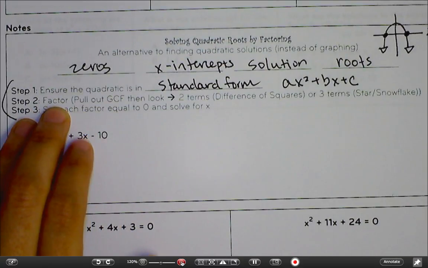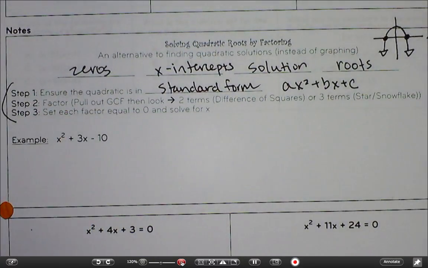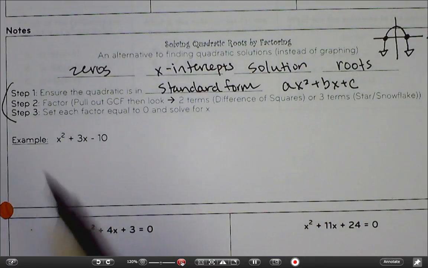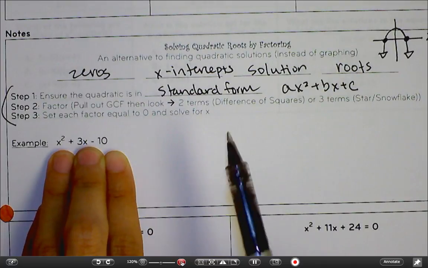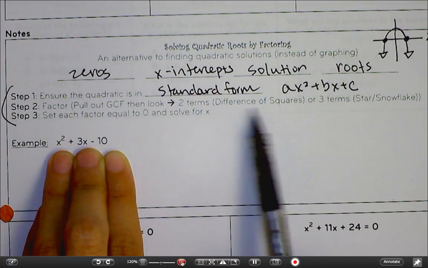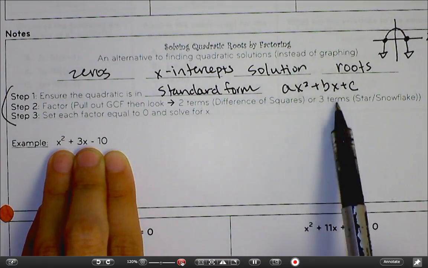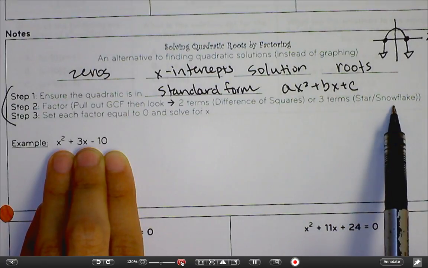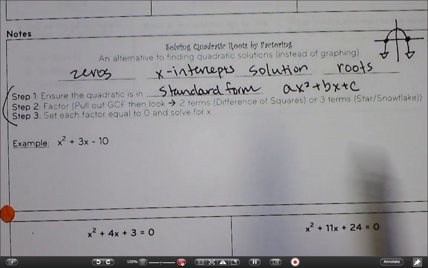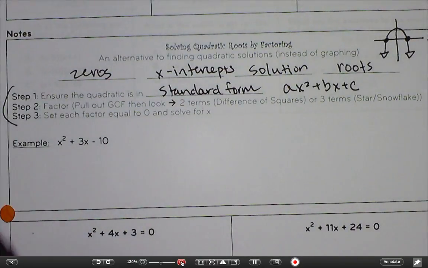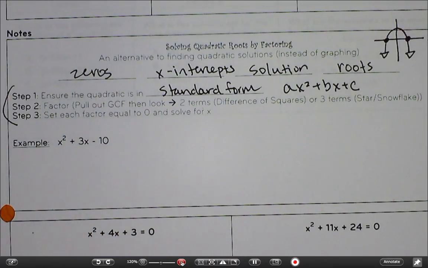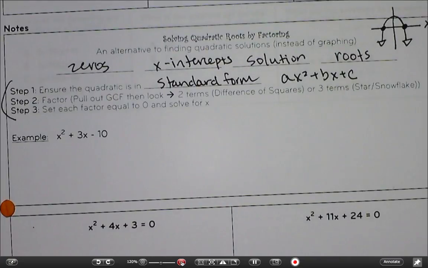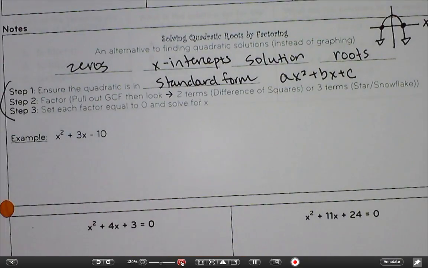The second step is to factor. If there's any common factor, you want to pull out the greatest common factor first. You need to also look at the number of terms. If you have 2 terms, you're going to use the difference of squares method. If you have 3 terms, you're going to use the star or snowflake method. After you factor your trinomial, you're going to find your solution set by setting each factor equal to 0 and solve for x. So let's go ahead and find the solution set for our first problem.